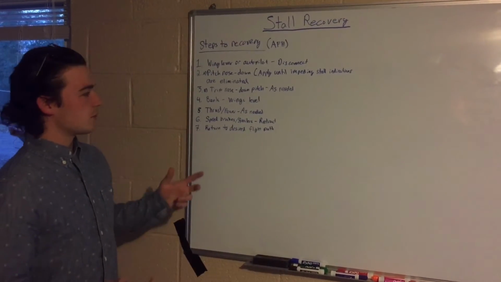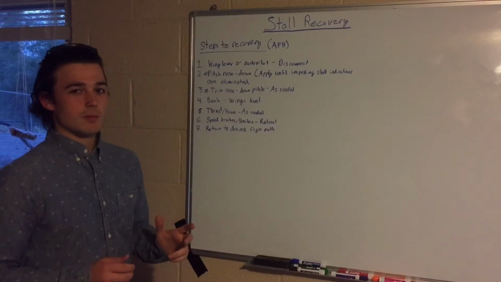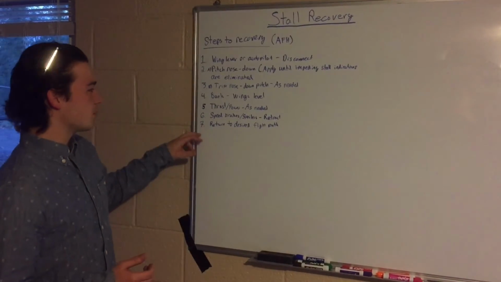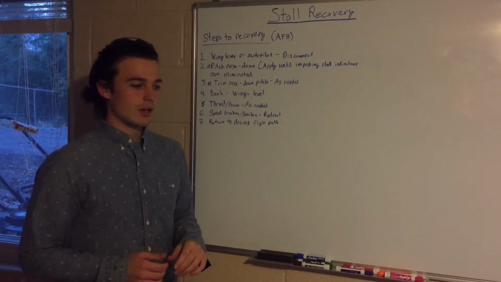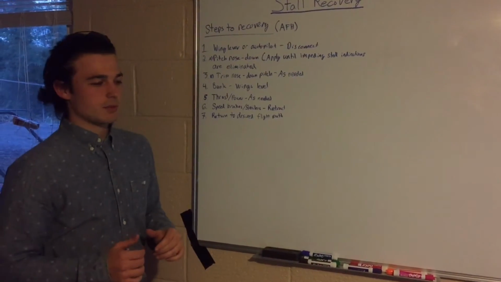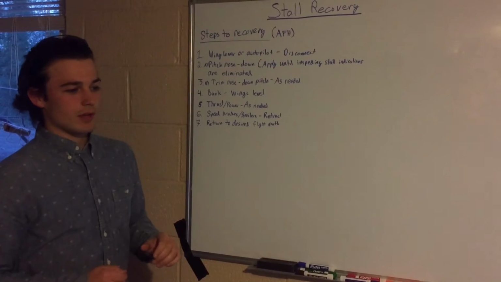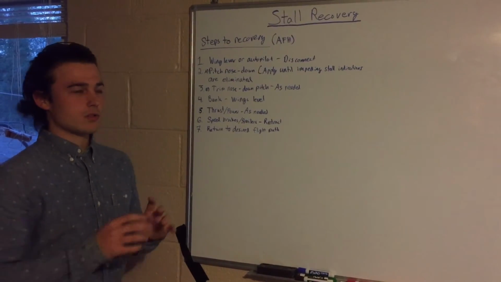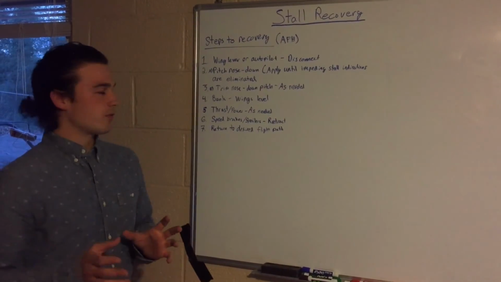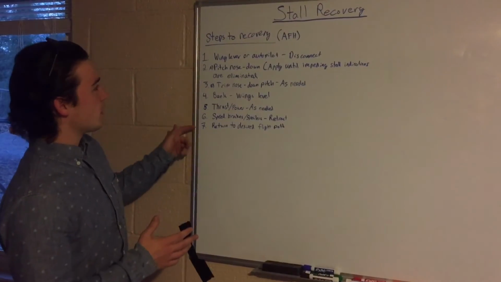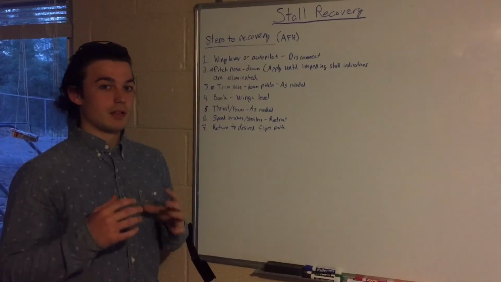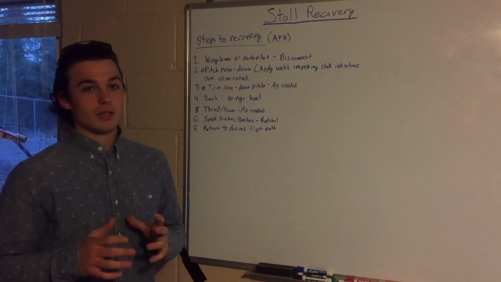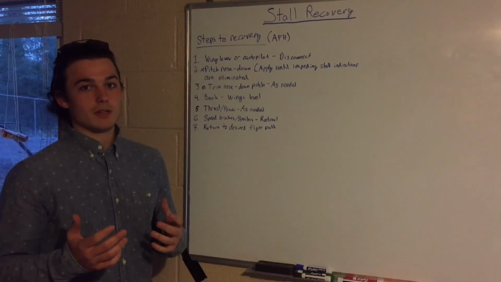Step 6, speed brakes or spoilers. If you have those on your particular airplane, you're going to retract them. And step 7, return to desired flight path, of course, at the end. These few steps might seem pretty simple, but it's pretty imperative that whoever the pilot is knows what's going on, the different parts of your plane as far as speed brakes, and if you're using autopilot at the time. The pilot needs to stay cognizant and coordinated to avoid ending up in a spin during this.